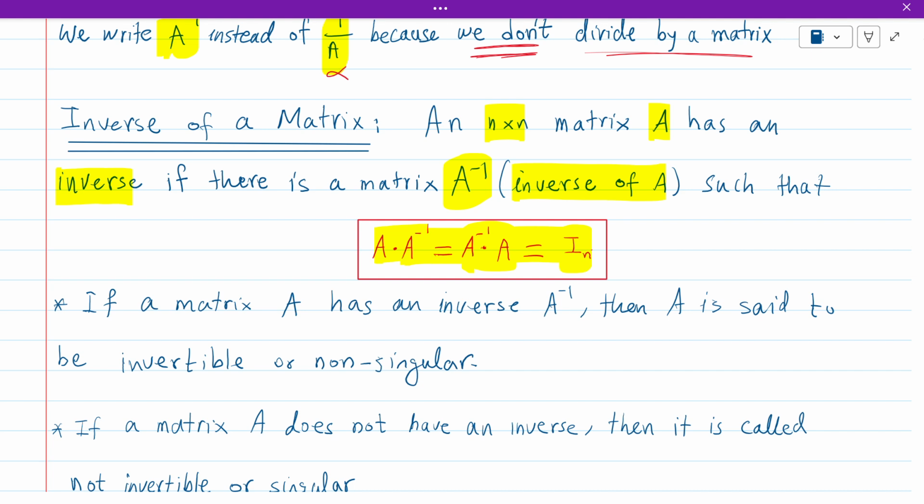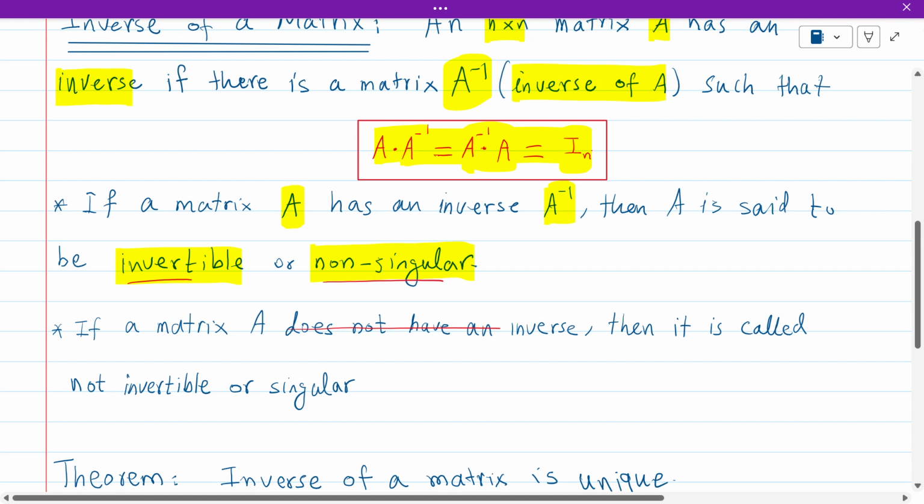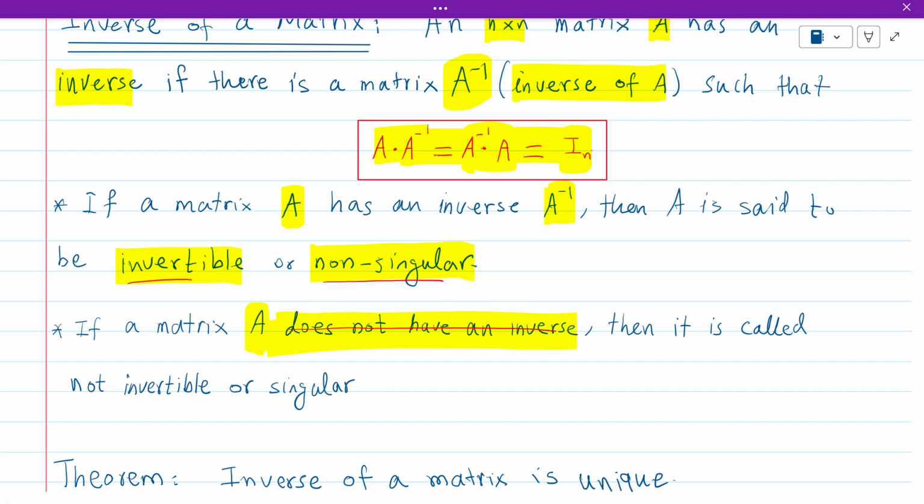Now, if a matrix has an inverse, if you can find the inverse, then we call this matrix invertible, or we can call it non-singular. You can use any of them. Or if a matrix doesn't have an inverse, if you cannot find the inverse, then we call this matrix not invertible, or we call it singular.